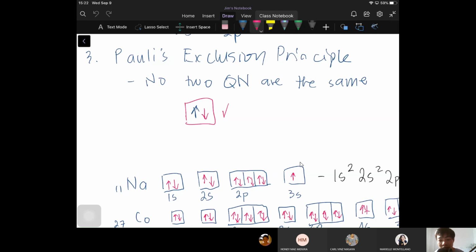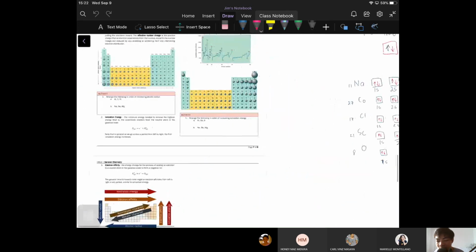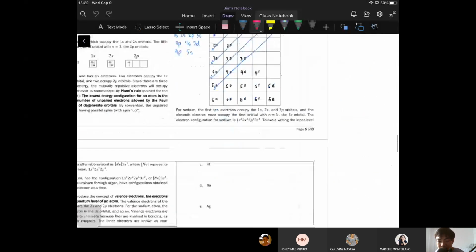So, pag nag-repel yan, masisira yung orbital na yan. So, mawawala yung orbital na yan. So, wala nang atom. So, yun lang yung idea. So, those are the rules that we have to remember. Ayan. Then, last one, periodic trends.